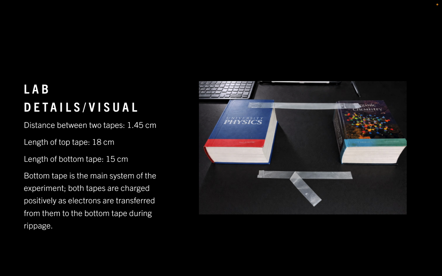Moving forward with the lab details and how it was conducted, as you can see, we have two pieces of tape here, and we rapidly rip off each of those pieces of tape from the base tape, which will transfer electrons from these two pieces of tape to the base tape, making both tapes positively charged. And these are some of our starting metrics for this experiment.